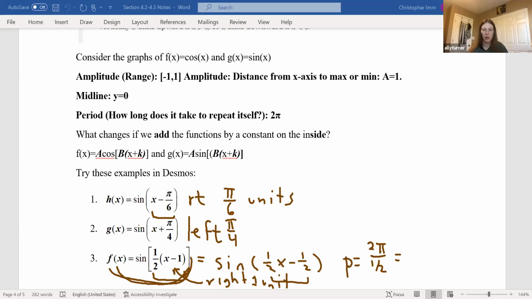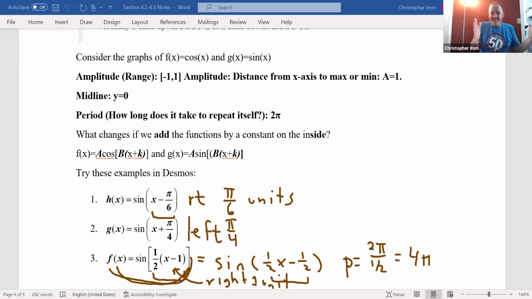Would it just be pi? So we're dividing by 1/2, so that actually flips it up and makes it 4 pi. Okay, so since we were inside change and that was between 0 and 1, everything's counterintuitive. So instead of compressing it horizontally, it actually stretched it out by a factor of 2 there.